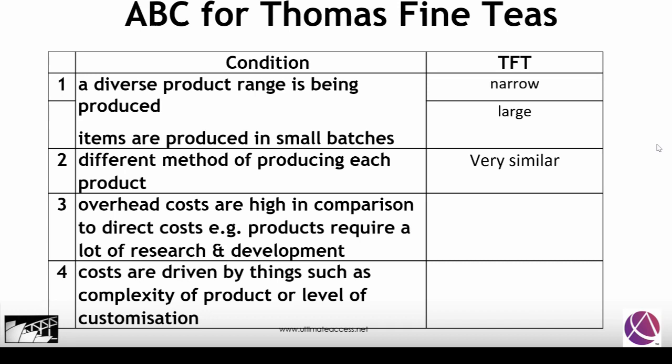Number 3, overhead costs are high in comparison to direct costs. And our products require a lot of research and development. So you think about that. The overhead costs are relatively high, but they're not very high. When you start to look at the breakdown of the cost that's provided for us in the pre-seen, you can see that the largest cost is the tea itself. So the direct material is the highest part of the overall cost of the tea bag manufacture.